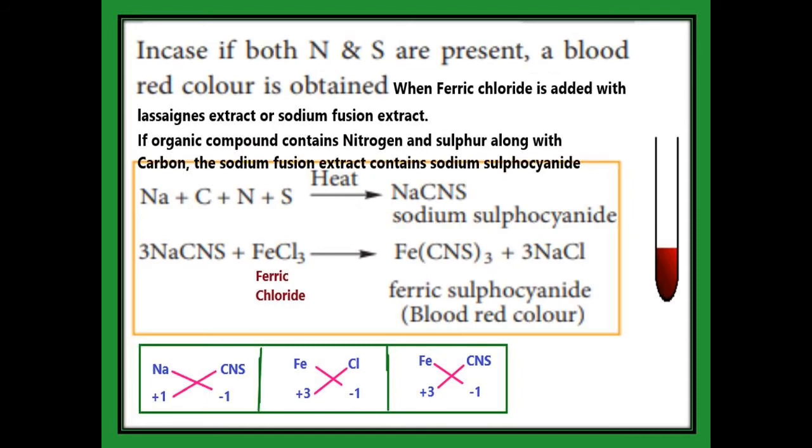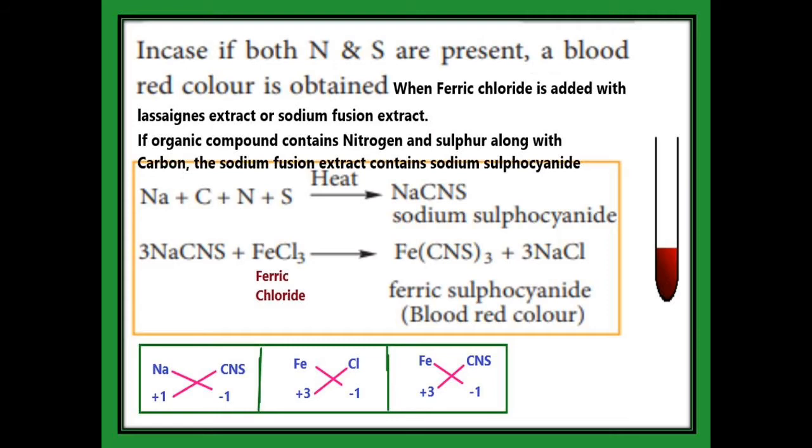Now, if an organic compound contains nitrogen along with sulfur, and we add ferric chloride to the sodium fusion filtrate or sodium extract, we get blood red color. Through this blood red color we can find out that the organic compound contains nitrogen and sulfur. Now you see the reaction. The organic compound containing nitrogen and sulfur, along with the carbon, first of all reacts with the sodium of the sodium fusion extract. It produces sodium sulfocyanide. Formula for sodium sulfocyanide is NaCNS.